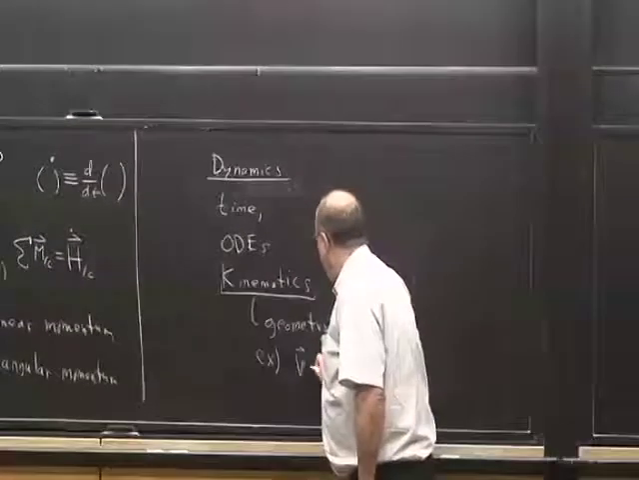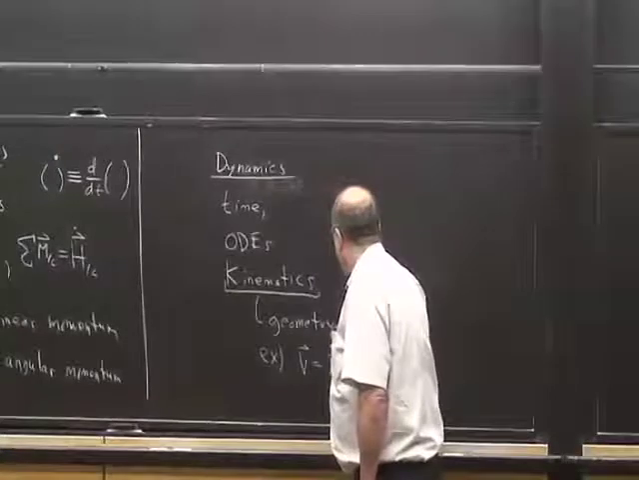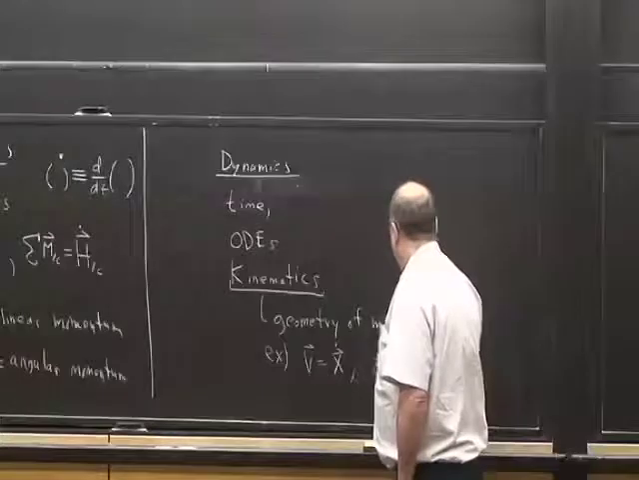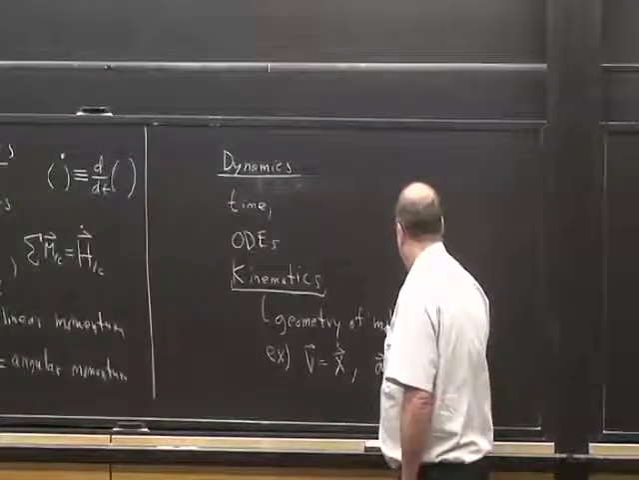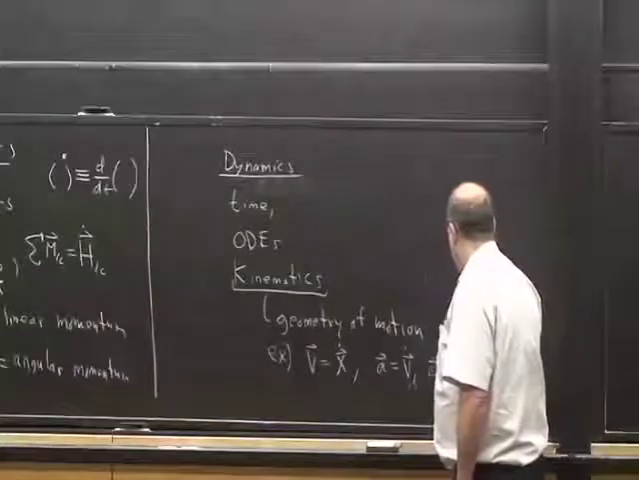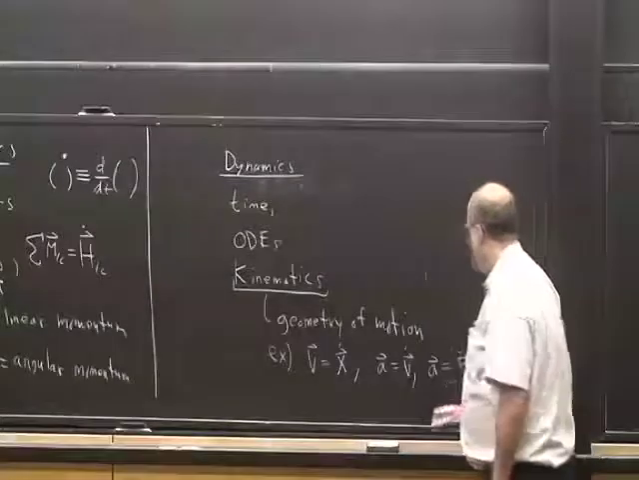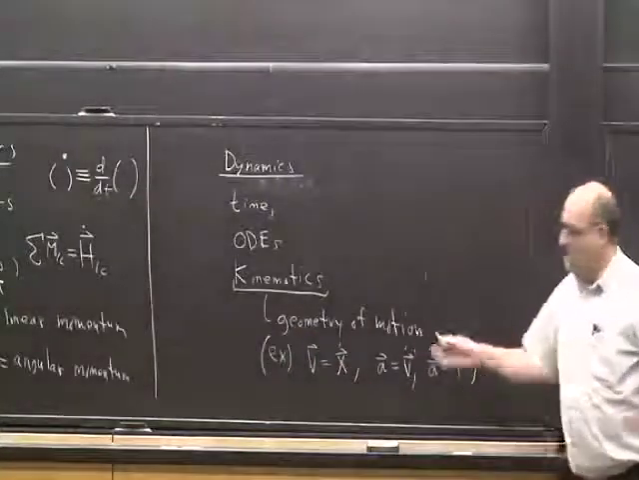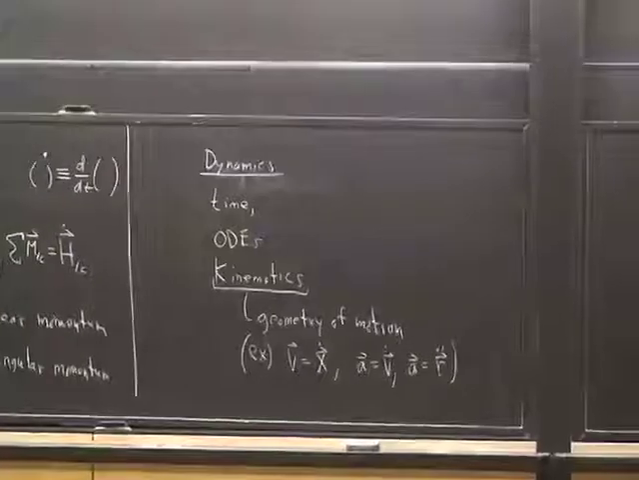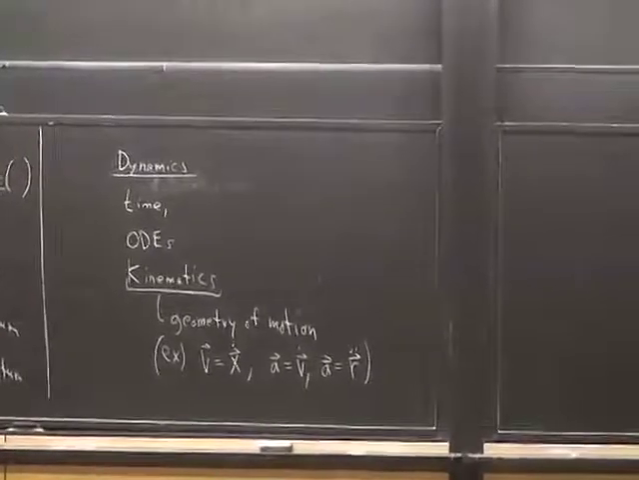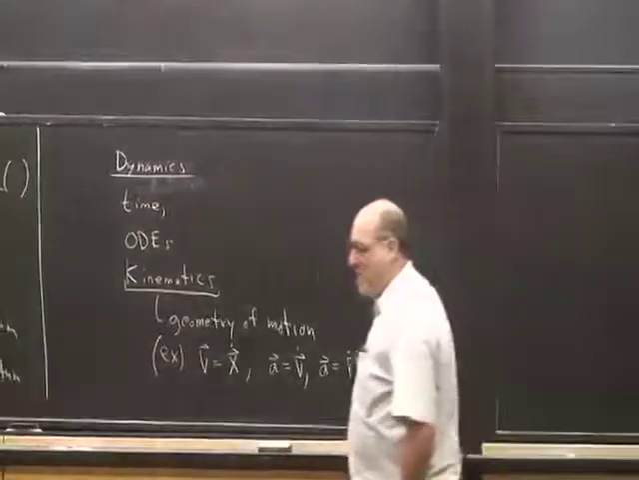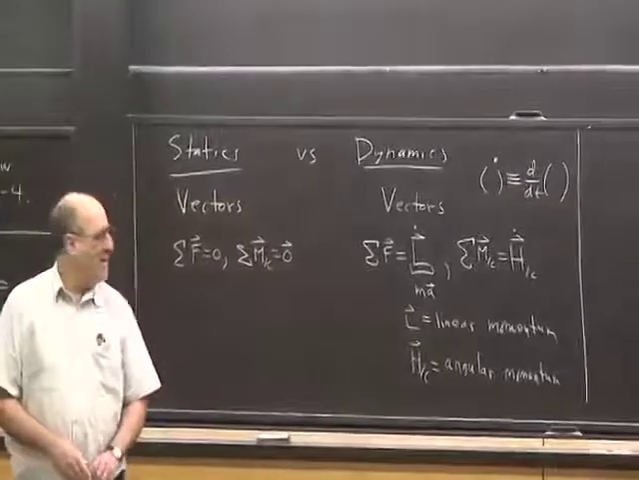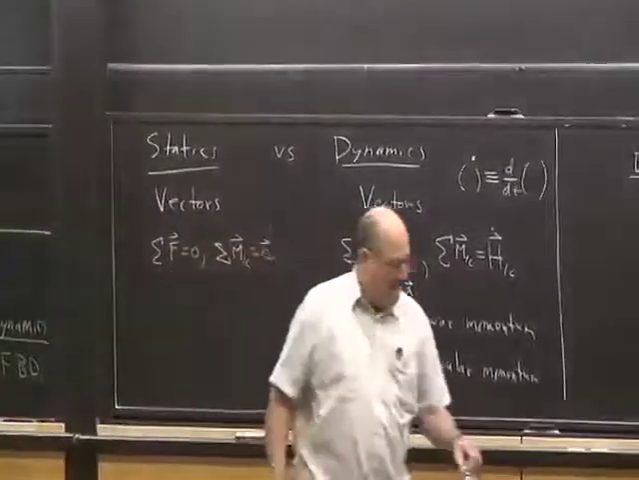So, for example, when you say v is equal to x dot, or r dot, or you say that the acceleration is equal to v dot, or you say that the acceleration is equal to the second derivative of r with respect to time. These are examples of kinematic equations. They're about calculus applied to geometry, or geometry changing in time. And here it's saying that these variables, which sometimes we think of as independent, velocity, acceleration, and position, are actually related to each other by calculus, and that's kinematics.